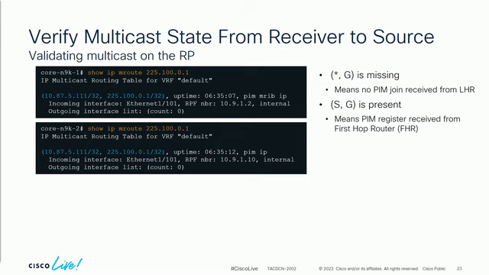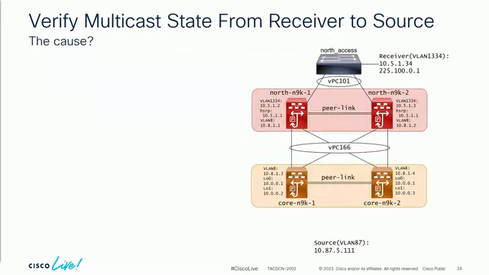Now, the thing to note is that Core 1 and Core 2, the rendezvous points, are not going to continue building out the multicast tree state until they have a star comma G present, meaning that there's a receiver that wants to receive multicast data. So we know that there's an issue with PIM joins not establishing between the North and Core switches. What could be causing that?